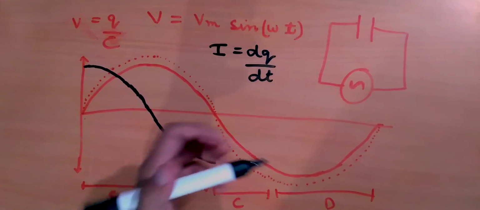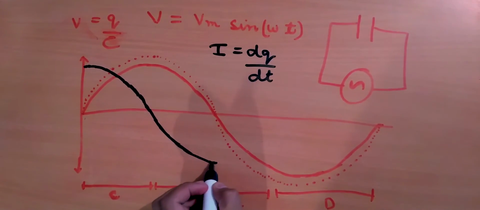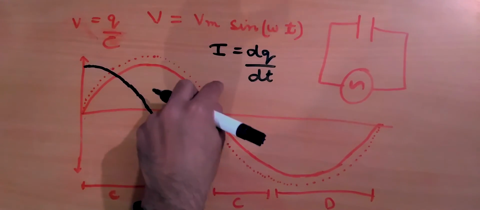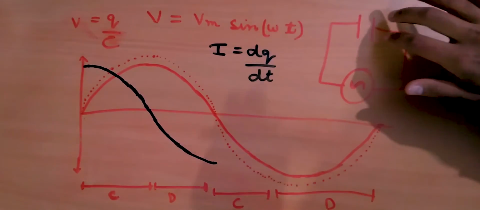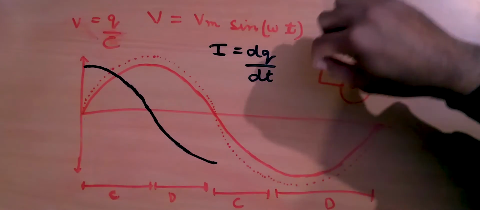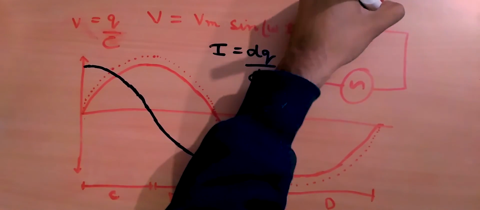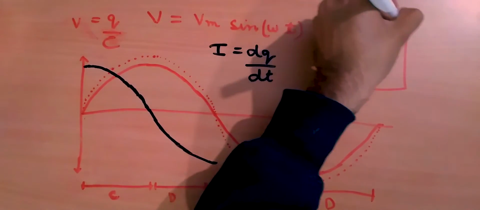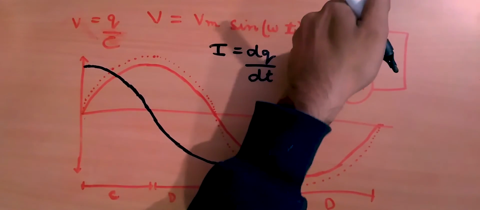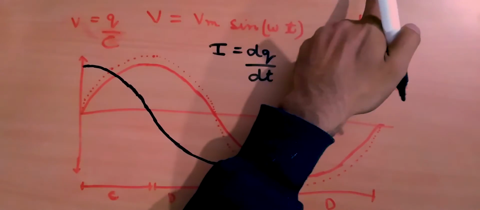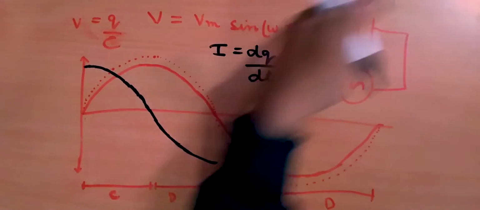So now the current should flow in the same direction as it was discharging. Let's say you have positive charge stored on this side, so the current flows in that direction to make the positive charge discharge, and then it should flow in the same direction to make the capacitor charge in the opposite direction, right? I hope you can visualize that part.